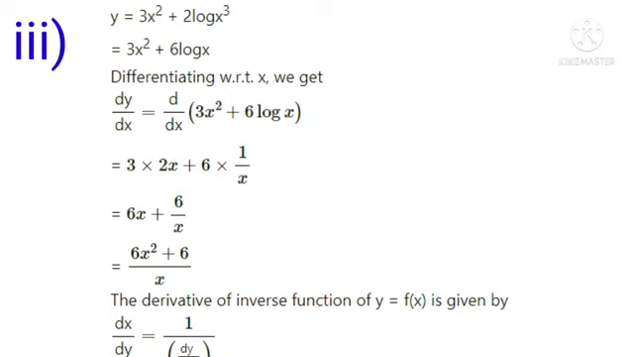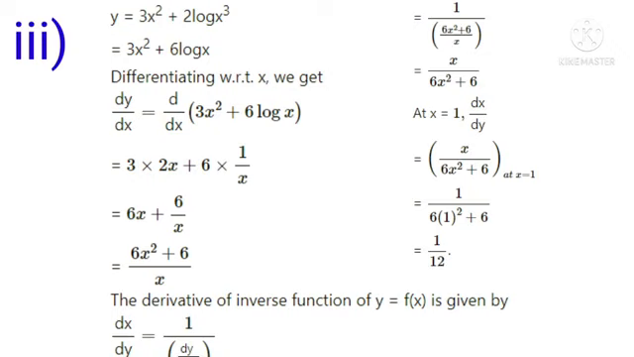So we write the derivative of the inverse function of y is equal to f of x is given by dx by dy is equal to 1 upon dy by dx. So we get 1 upon 6x square plus 6 upon x. After this step we get x upon 6x square plus 6. This is the derivative, but we want this derivative at x is equal to 1. So put the value of x as 1 in this final answer.